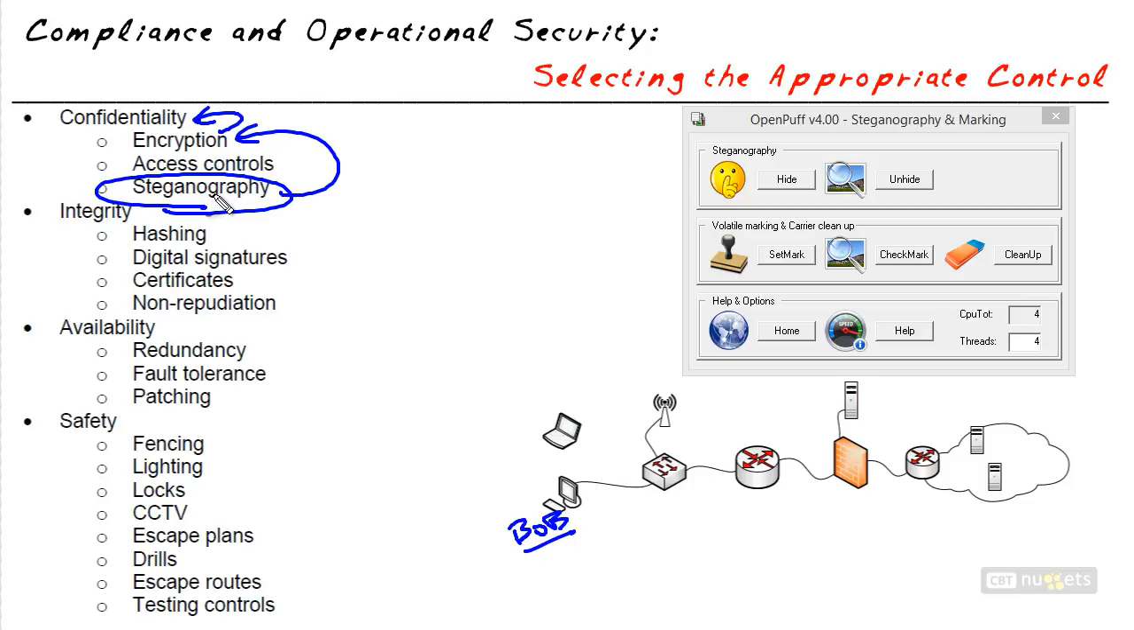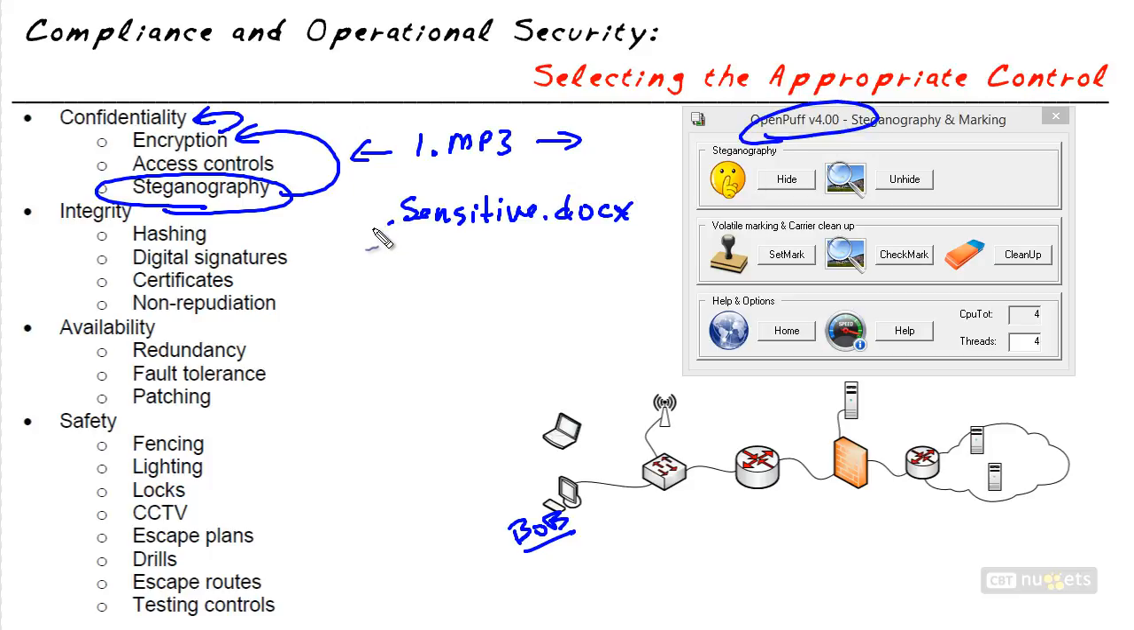Here's what Bob could do. Bob could take a file, let's say a music file, 1.mp3, some fairly innocent music file that he may have access to on his computer, and then he could take another file like sensitive.docx. And what he could do is use a program like OpenPuff to secretly hide this sensitive document inside of his MP3 file. Now, the result of him running this process is that he's going to actually have two files.